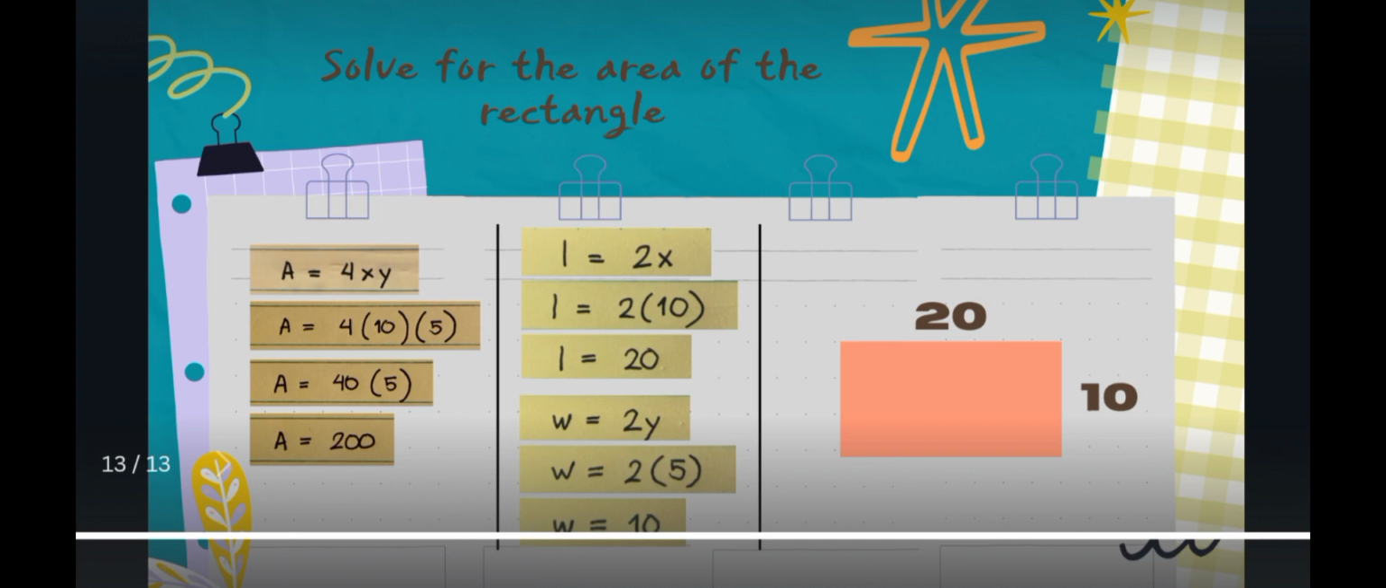X squared over 200 plus y squared over 50 is equals to 1. Let's also solve for its length and width too. So its length will be 2 times the value of x, so it will be 2 times 10. So our length will be 20, while the width will be 2 times the value of y, so 2 times 5, our width will be 10. That's all. Thank you very much for watching.